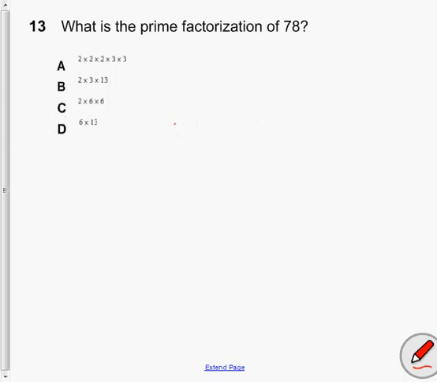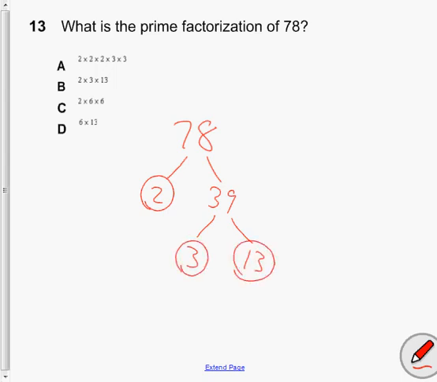Question 13, prime factorization. If we look at 78, we can break it down into different combinations of numbers. I know that 2 and 39 is one way to multiply. 2 is a prime number, but 39 is not prime because it has more than two factors. A prime number only has 1 and itself as factors. 39 has 3 and 13, and 3 is a prime factor and 13 is a prime factor. So the only way to multiply using prime factors to get 78 is 2 multiplied by 3 multiplied by 13.